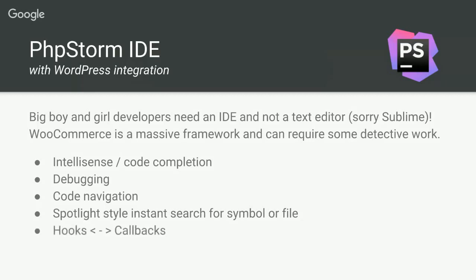Command Option Shift O, you can start typing and jump to a variable, a function, a class, whatever you want. Really useful. WordPress integration allows you to go from hooks to the callbacks and back and forth again. I'll show you what I mean in a bit. And error detection, the little squiggly line under things will catch things well before you do. It's really intelligent at telling you you did something wrong.